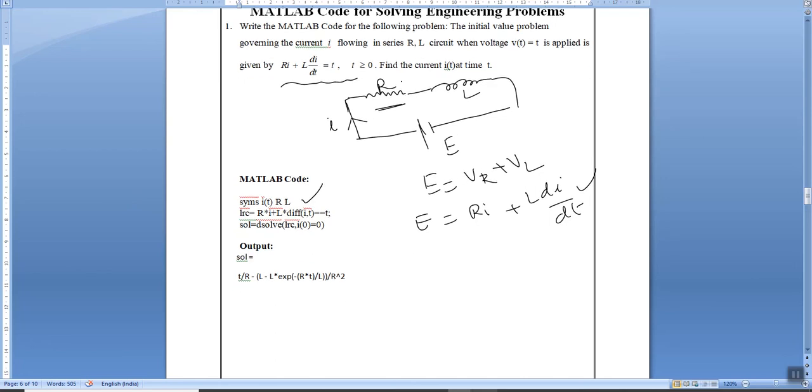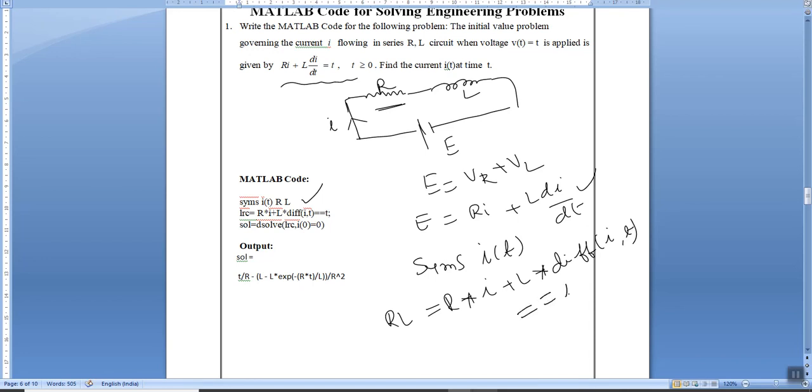Now, what is the code? SYMS, okay, I of t, I will call it by some name. This is an RL circuit, I will call it RL equals R into I plus L into di by dt, replace the di by dt with the diff function of I comma t. Then double equals E. So directly you will get this code and some initial condition. There is no initial current before performing this experiment. Okay, I will take it as I of 0 equals 0. So for this purpose here we are giving directly dsolve of this function, directly you will get the solution.